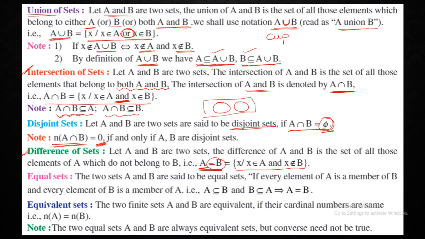In the same way, B minus A means it will be the opposite: x such that x belongs to B and x does not belong to A, right? Next is equal sets. What is meant by equal sets?